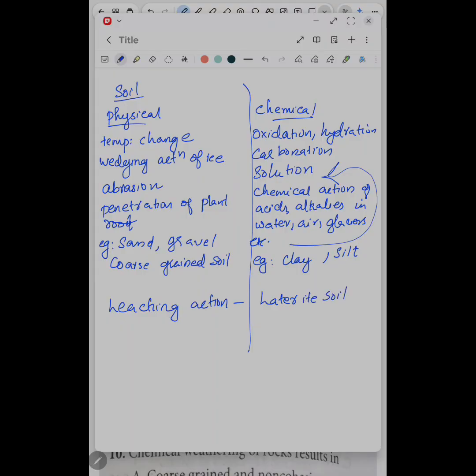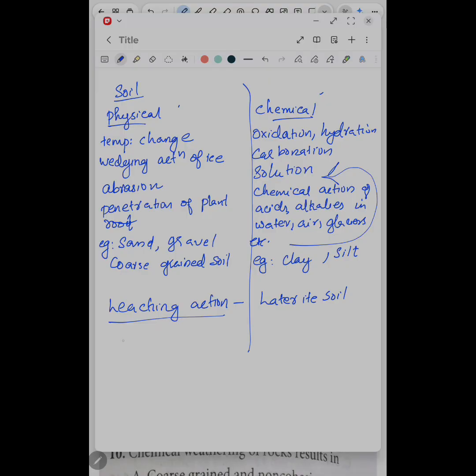Laterite soil is formed due to leaching action, and physical weathering and chemical weathering are also important. In physical weathering, temperature changes, wedging action of ice, abrasion, and penetration of plant roots are the reasons. An example is coarse-grained soil. In physical weathering, the soil formed retains its minerals and composition. There is no chemical change; the mineral composition is not changed.